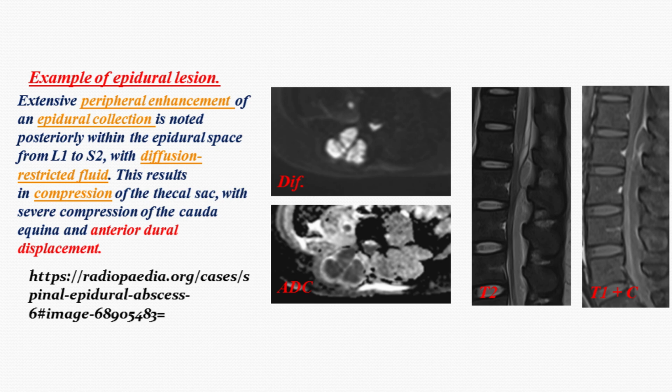It shows extensive peripheral enhancement of an epidural collection, noted posteriorly within the epidural space from L1 to S2, with diffusion restricted fluid. This results in compression of the thecal sac with severe compression of the cauda equina and anterior dural displacement.